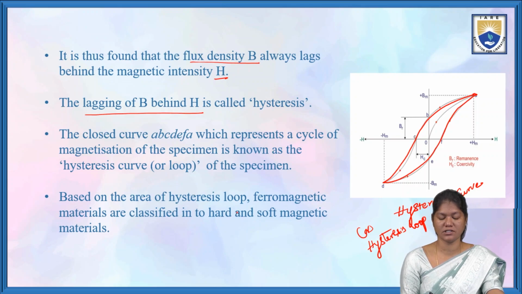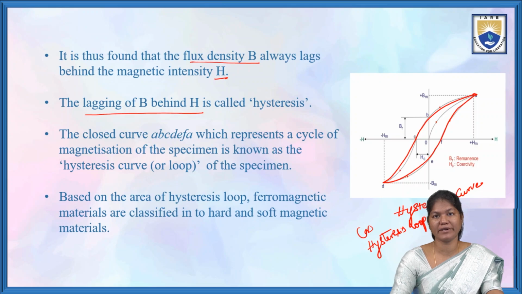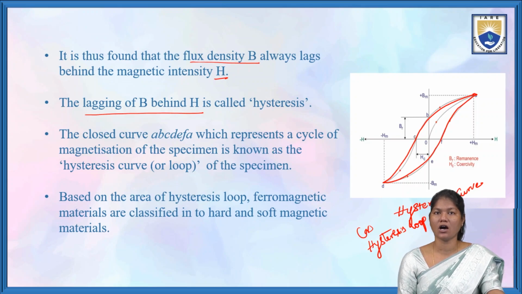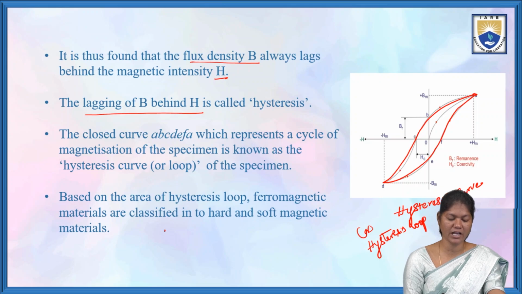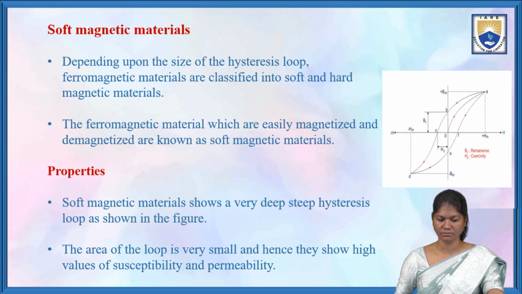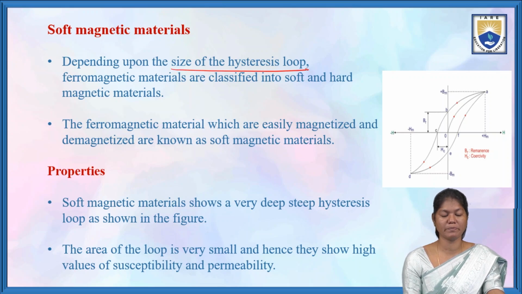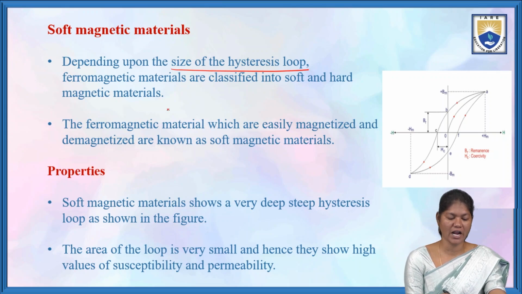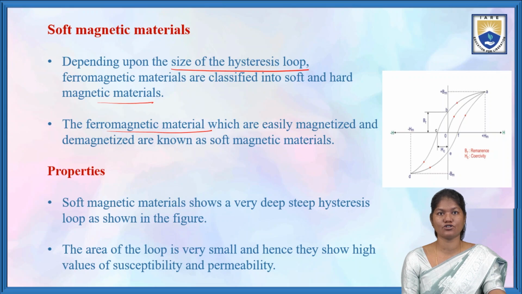Based on the area of the hysteresis loop, ferromagnetic materials can be classified into two types: soft magnetic material and hard magnetic material. The ferromagnetic materials which are easily magnetized and demagnetized are known as soft magnetic materials.